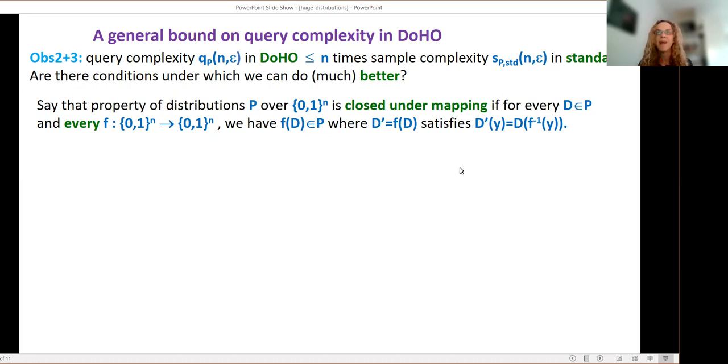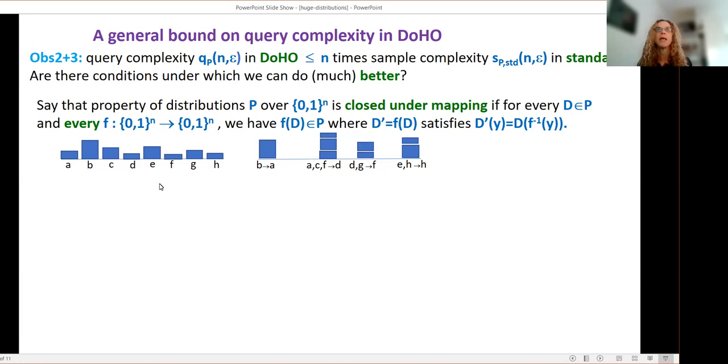So once again, let's see an example, that's always helpful. Here we have a distribution. This is the histogram. Rather than writing strings, I just wrote alphabet symbols. I think that's simpler. So this is the first distribution. And now suppose that I apply a function. What do I mean? I apply a map B to A. Then it means that the weight according to the resulting distribution of B is the weight that we had for A. Now suppose that I map A, C, and F to D. Then I get the sum over the weights of A, C, and F, and so on. So this is a distribution that we get, and we want the property to be closed under this transformation.